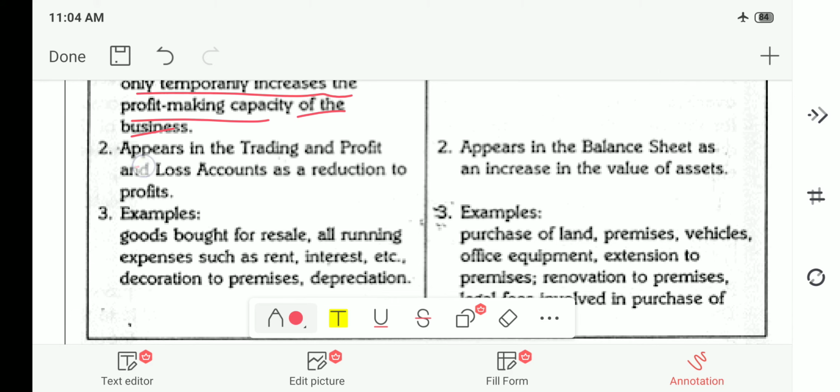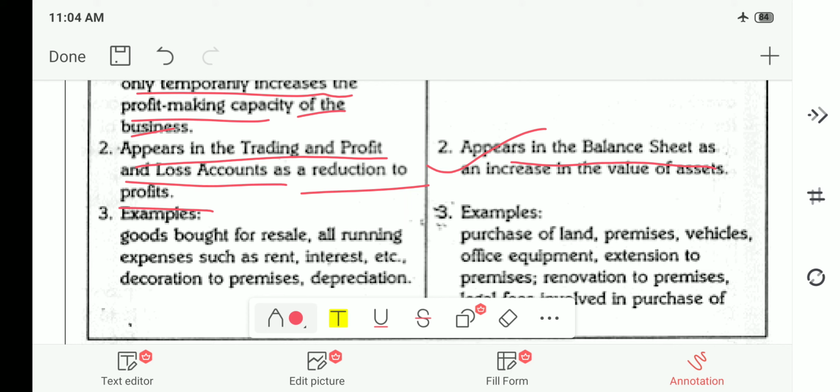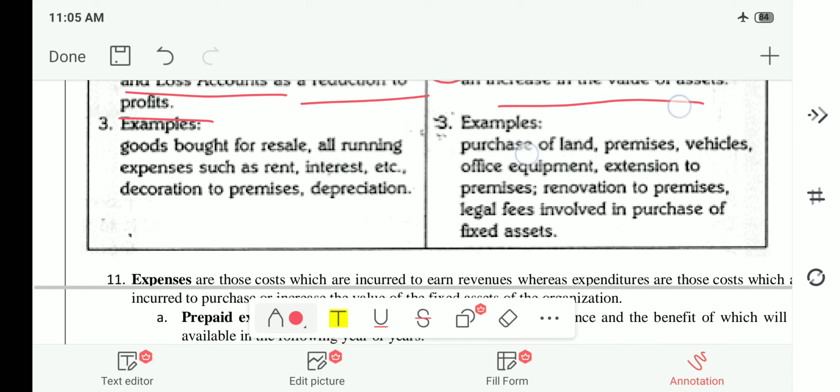Revenue expenditure appears in the trading and profit and loss accounts as a reduction to profits. Why? Because I need to repair the machine; I am not investing in a new machine, but making a repair on the existing machine. Then what is capital expenditure? It appears in the balance sheet, whereas revenue expenditure appears in the profit and loss account. Capital expenditure appears in the balance sheet and increases the value of assets.